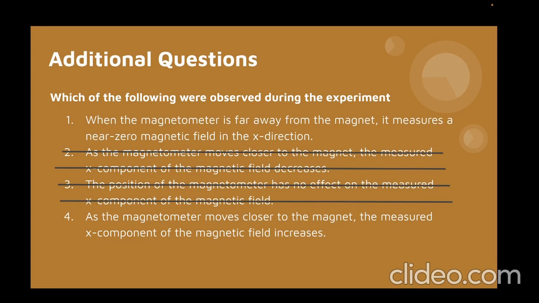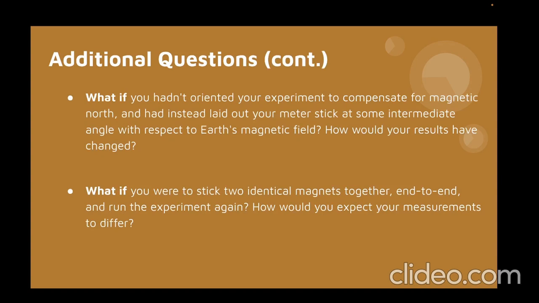The position of the magnetometer has no effect on the measured x component. This is not true. We saw as we move farther away that the x component decreased, and as we move closer, it increased. And then as the magnetometer moves closer to the magnet, the x component increases because the magnetic field strength is greater. And finally, what if you hadn't oriented your experiment to compensate for the magnetic north? How would your results have changed?